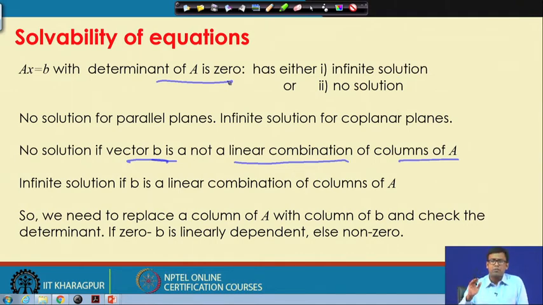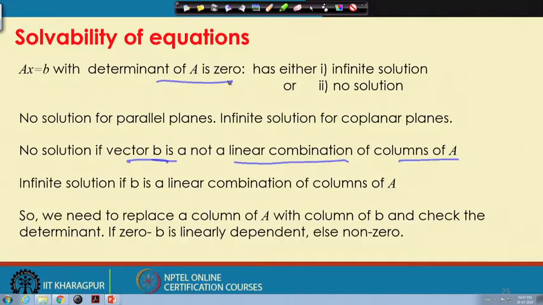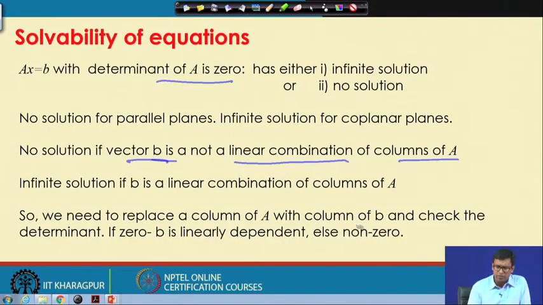So one column of A is a linear combination of other columns of A, that means the determinant of A is 0. Now, if we replace that column by column b, and if column b is a linear combination of all other columns of A, the determinant will still be 0. If not, then b is not a linear combination of other columns. So we need to replace a column of A with column b and check the determinant, and if it is 0, it says that it is linearly dependent.